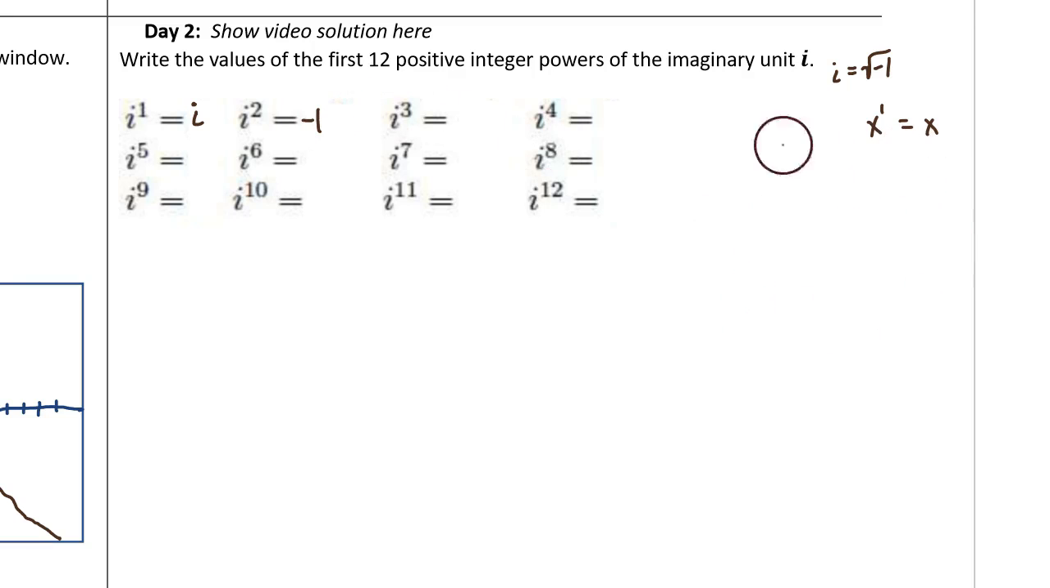Now, you don't need to write this, but over here in the margin, let's discuss the reason why. If the symbol I is the square root of -1, and you raise that to the second power, look what happens. Squaring the square root cancels away, leaving -1.